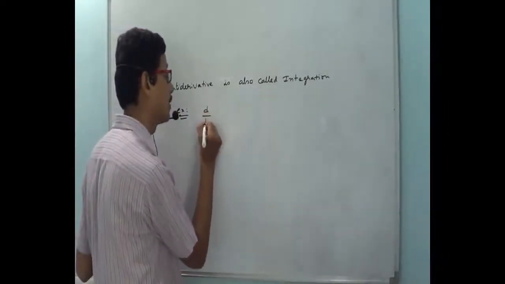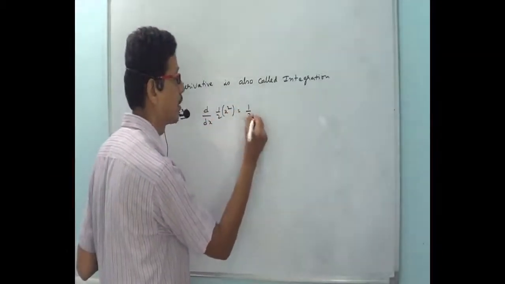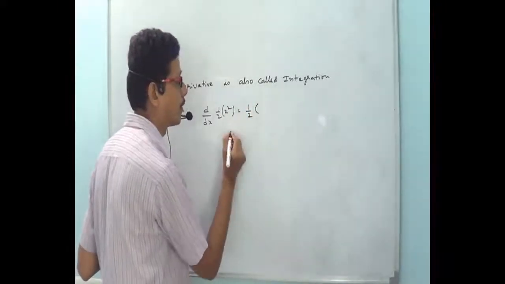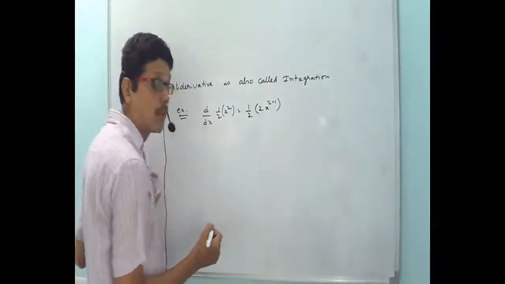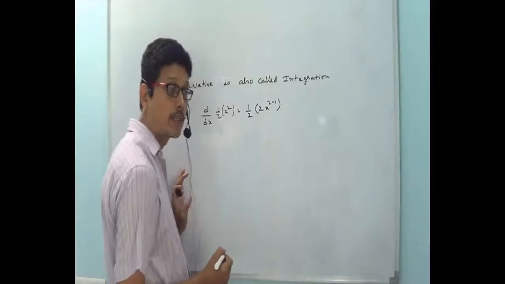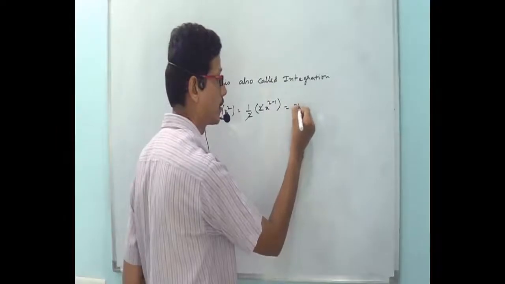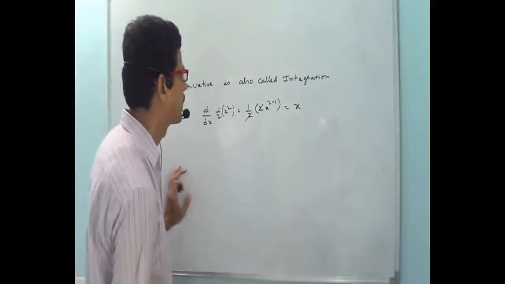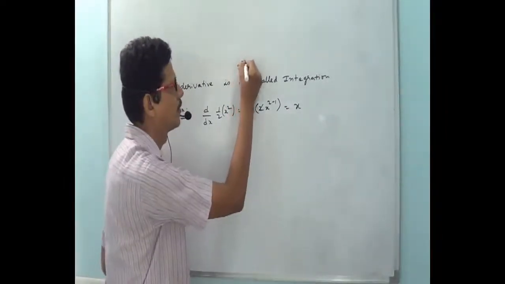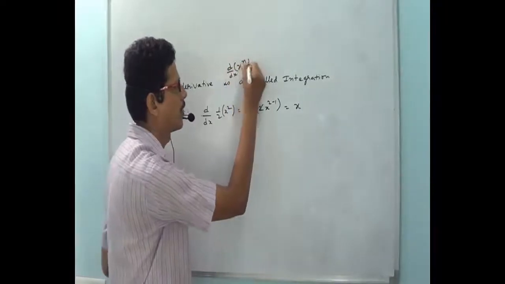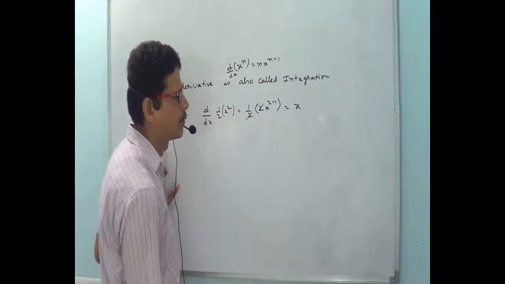I have dy/dx of half x square. This is nothing but half into, what is the derivative of x square? 2 into x power 2 minus 1. X power n, what is the derivative of x power n? N into x power n minus 1. This 2 gets cancelled and this is nothing but x. What is the derivative of x power n? D by dx of x power n is n into x power n minus 1.